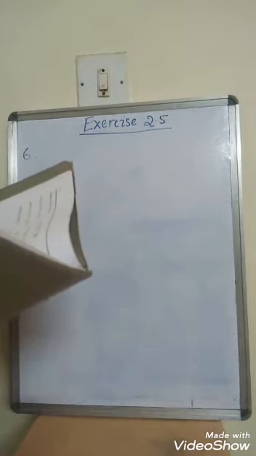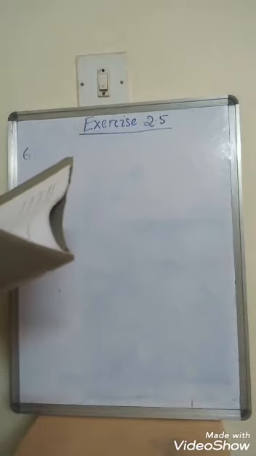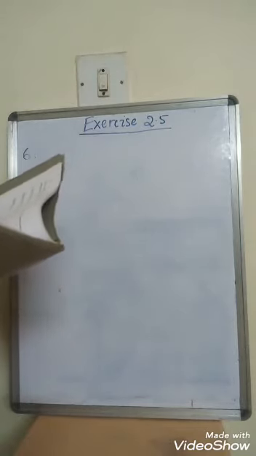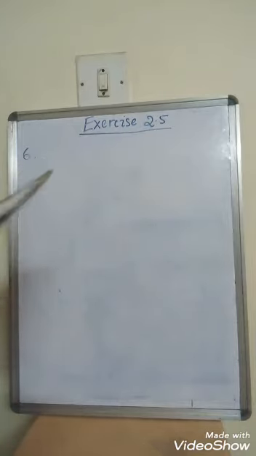ABC is an equilateral triangle of side 2A. So it is given that ABC is an equilateral triangle and all the sides of the triangle are 2A. Find each of its altitudes. So you have to find the altitude of each side, right?